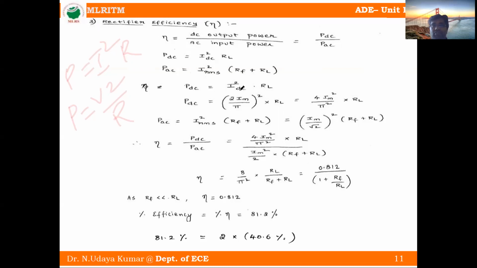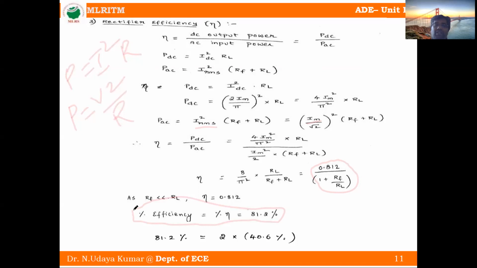So PDC is obtained by substitution. What is IDC? 2Im by pi. IRMS is equal to Im by root 2, whole square. So finally we will get 0.812 into 1 plus Rf by RL. That means the efficiency is 81% for the full wave center tap transformer.